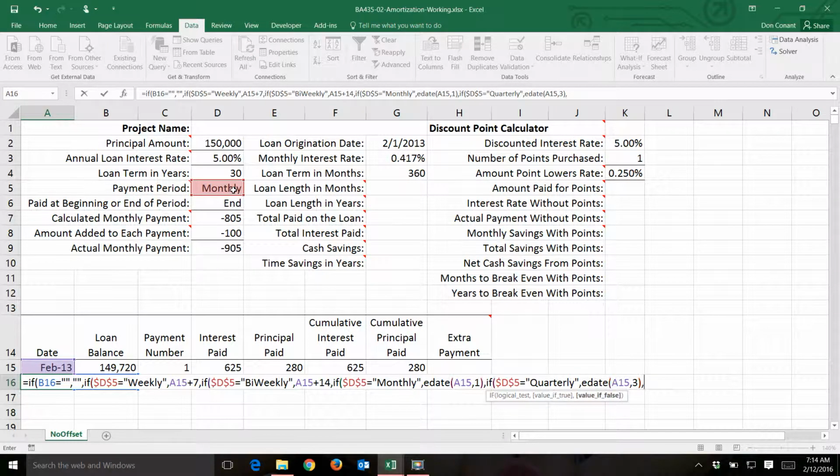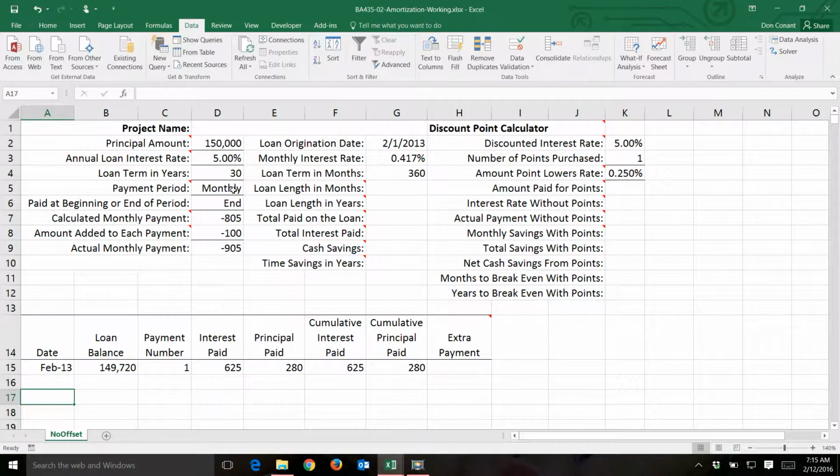And finally, if it's not weekly, bi-weekly, monthly, or quarterly, then it has to be annual. That's the only other option we have. And so we'll take eDate of the previous month and increase that by 12 months. And then we will balance our parentheses for the if statement. There's the last one. Press enter, and we have our value. And of course, this value is blank, so we're getting a blank here. We won't see that value until we complete this formula.